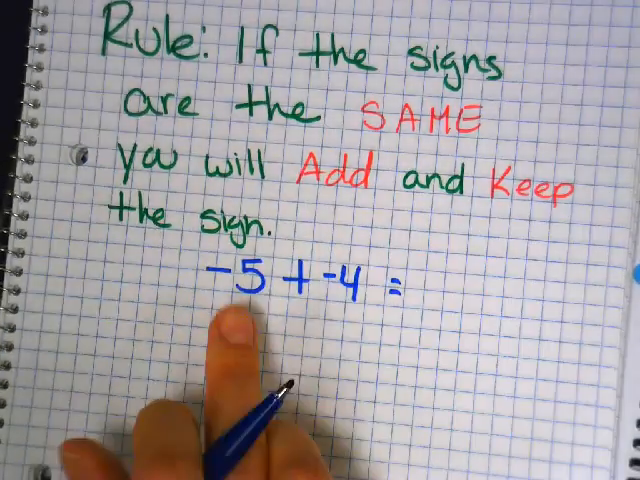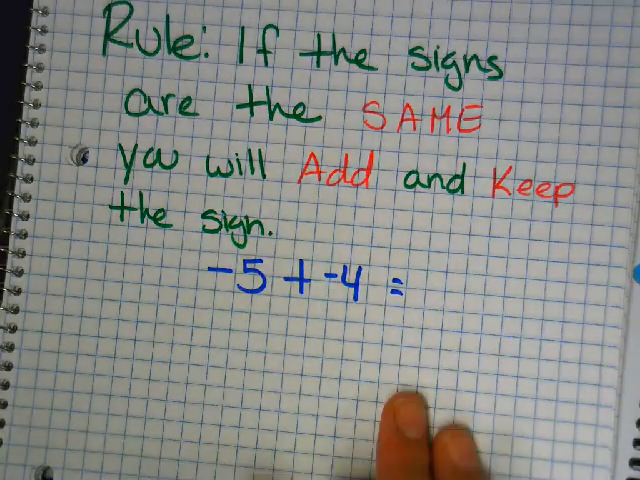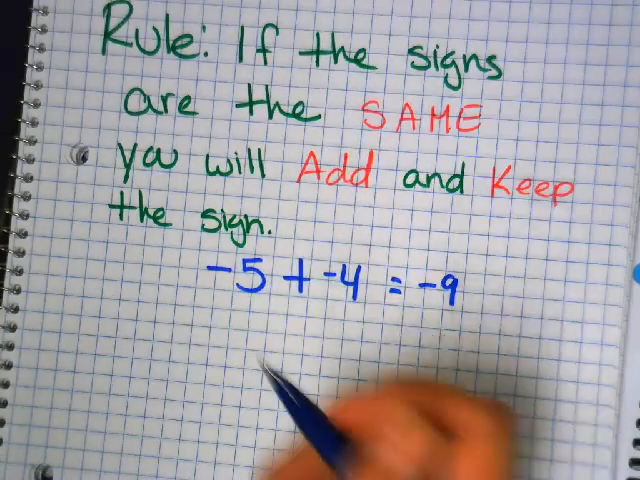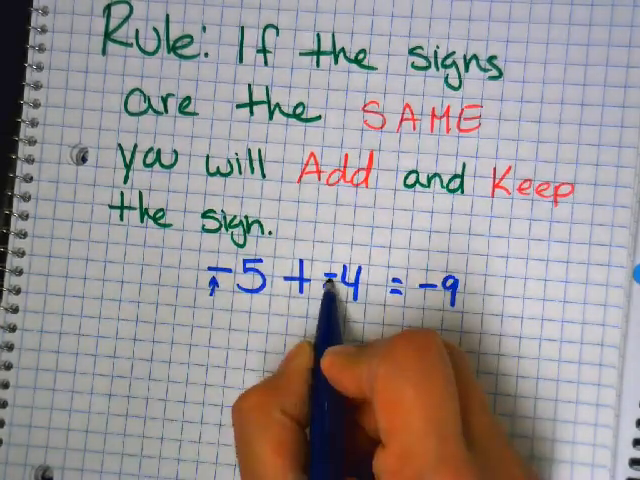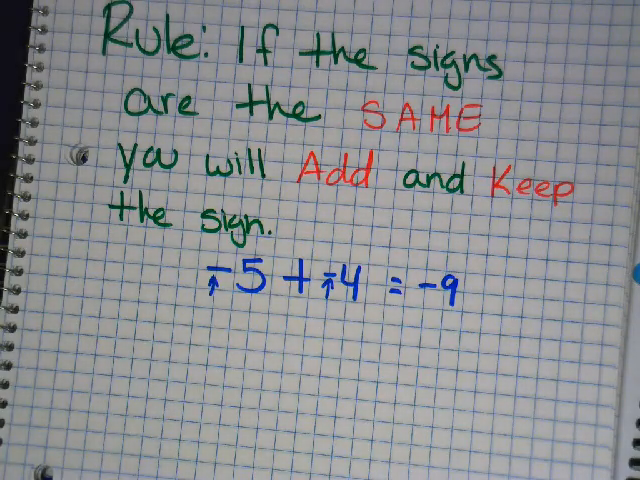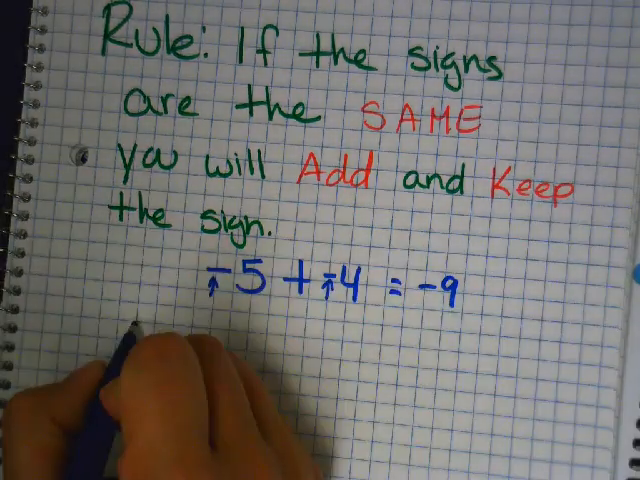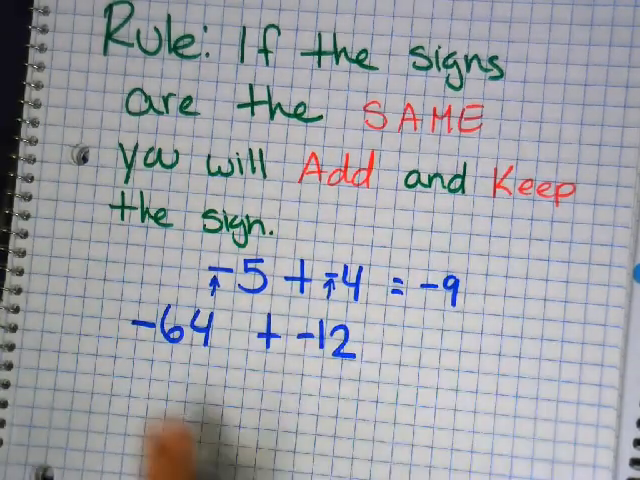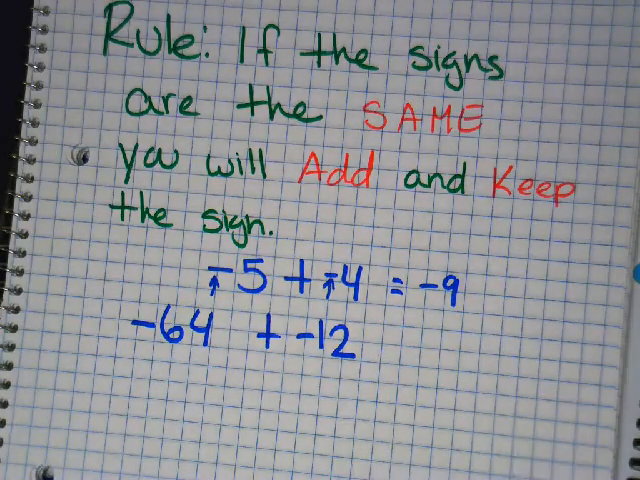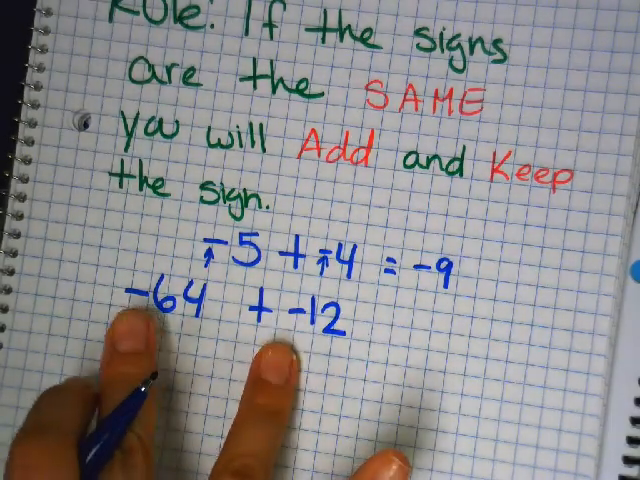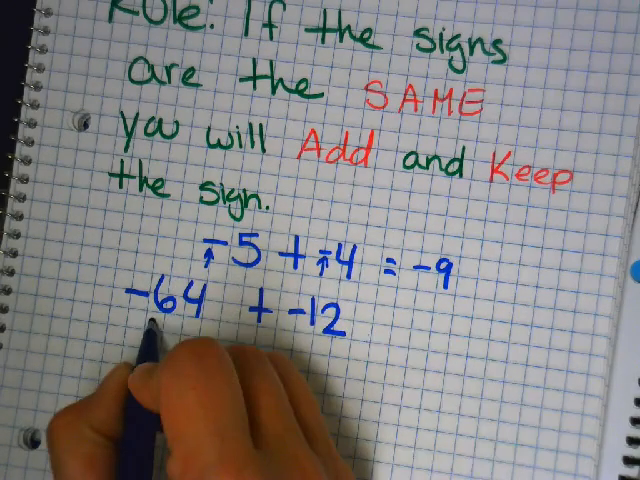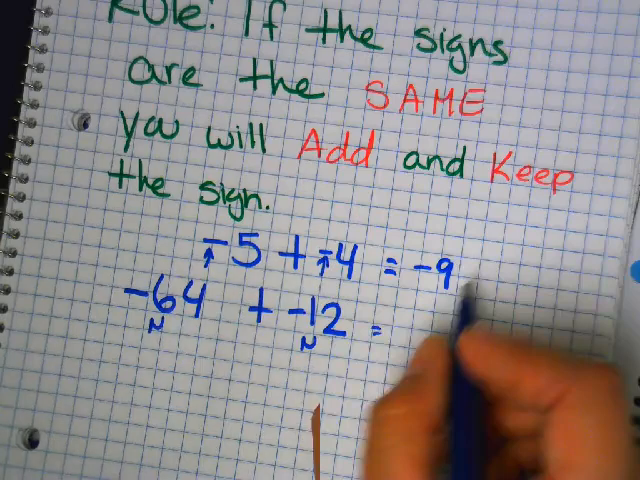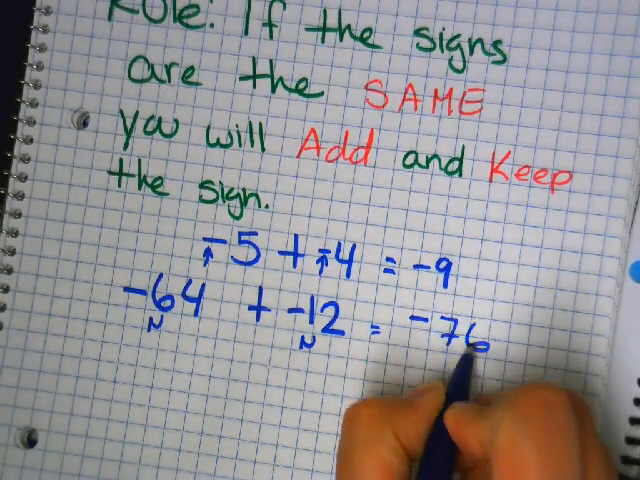Okay, so what's negative 5 plus negative 4? Negative 9. So these two are negative, so the signs are the same. What we mean by signs is: are they negative or are they positive? They're both negative, so you're going to add and keep. We like to use the rule when it's really big numbers like -64 and -12. Again, check the signs: both negative. This is a negative. This is a negative. So it's going to equal... Very good. So we keep it a negative.